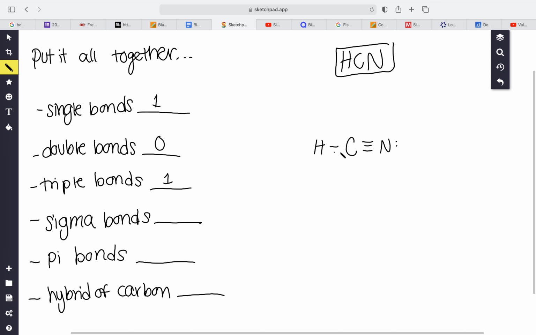Our sigma bonds, we have 1, 2. And our pi bonds, we have 3, oh, not 3, 1, 2. So we have 2 pi bonds. And then the hybridization of the carbon. We know that there's 2 things attached to it, so that means that the carbon is going to have to get 2 orbitals. So that means that it's going to be sp, because 1 and 1 is going to equal 2. So we will write sp. That's the answer. So you can run through these pretty quickly once you know those basic steps and you have a little bit of a shortcut there.